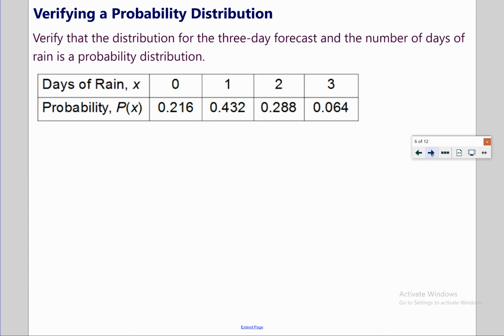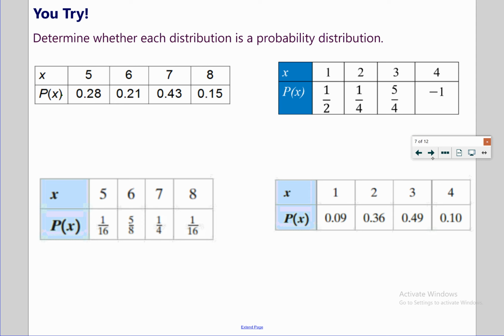Okay, so with your groups, here are 4 potential probability distribution tables. Check those 2 conditions on each of these and determine if it is or is not a probability distribution. Okay, so we're looking for, again, that all the probabilities add to 1 and all the probabilities are between 0 and 1. So some of these might be quick ones to throw out.